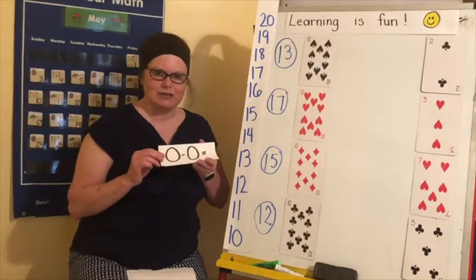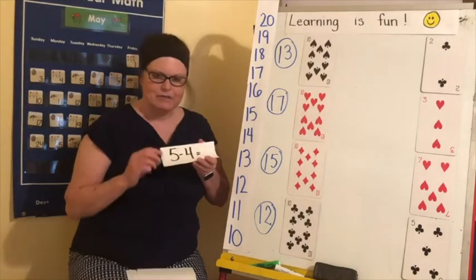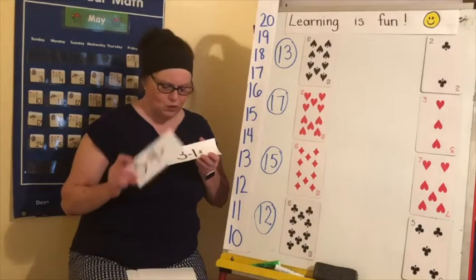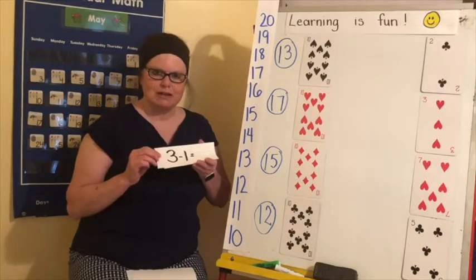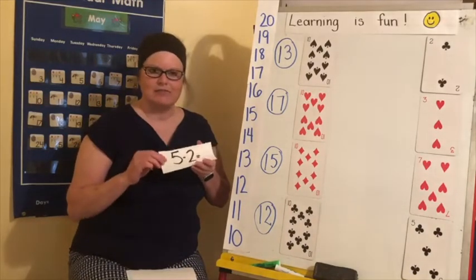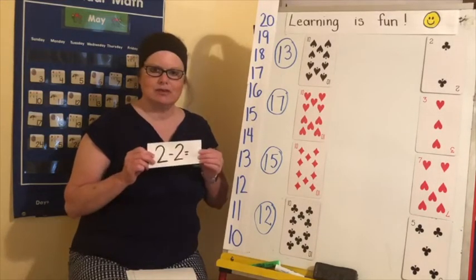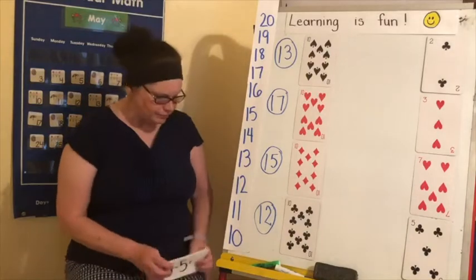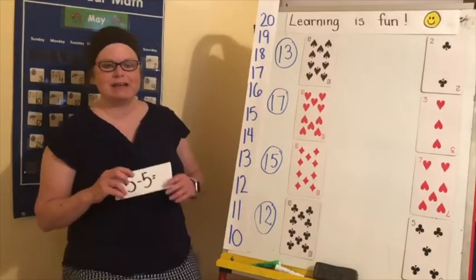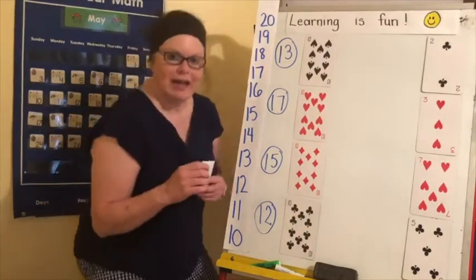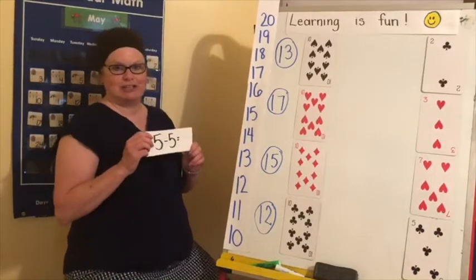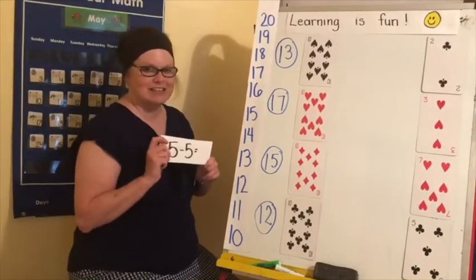0 minus 0 equals 0. 5 minus 4 equals 1. 3 minus 1 equals 2. 5 minus 2 equals 3. 2 minus 2 equals 0. I hope you're practicing. Next week, we're going to add addition and subtraction in, so you're really going to have to watch that sign.